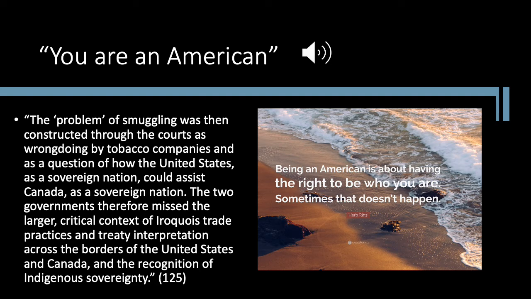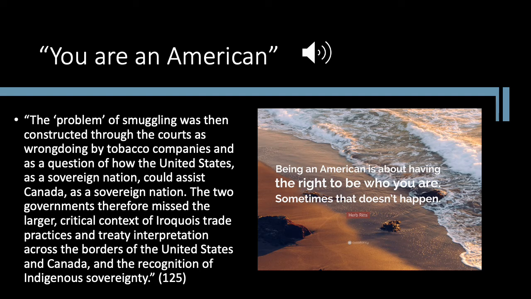She also talks about the social construction of smuggling as criminal activity. She notes that the Jay Treaty protected Haudenosaunee people's rights to trade things like tobacco to other indigenous peoples across these borders. And so what we have in the 90s is this mass hysteria about the problem of tobacco smuggling between the U.S. and Canada.